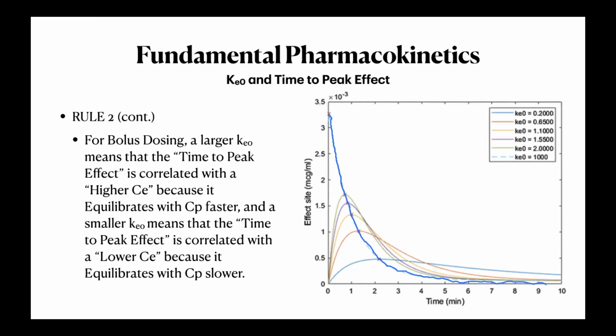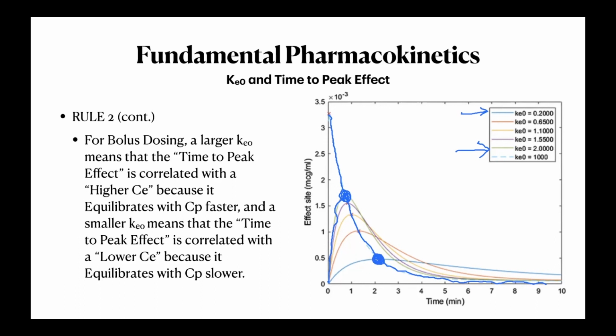And we have a large KO. So that's this one here, the green, which has an elimination rate constant of 2. And remember what I talked about, all that matters here is now the time. So we know that a larger KO equilibrates quicker. And because it's equilibrating quicker, it's equilibrating at this point here, versus a smaller KO, which takes longer to equilibrate and equilibrates at this point here where it starts dropping down.